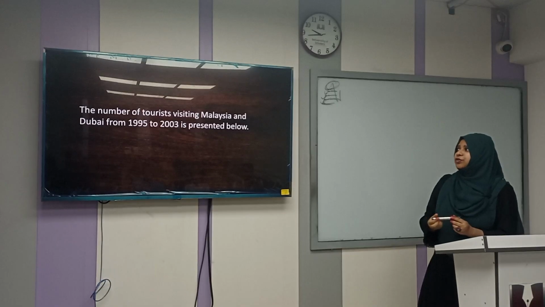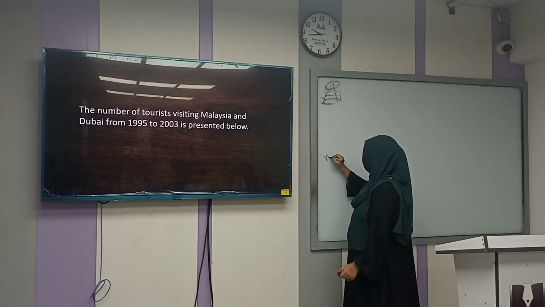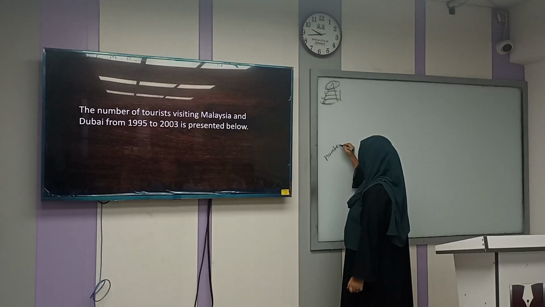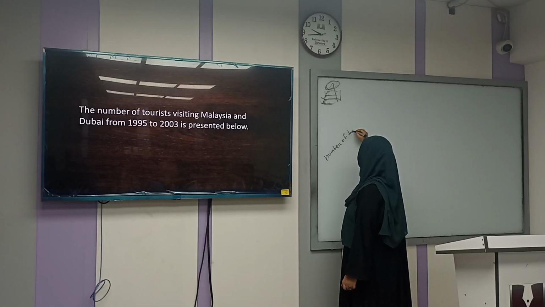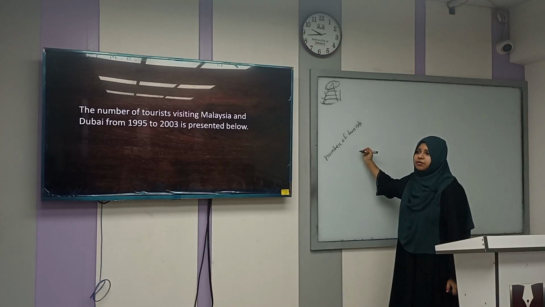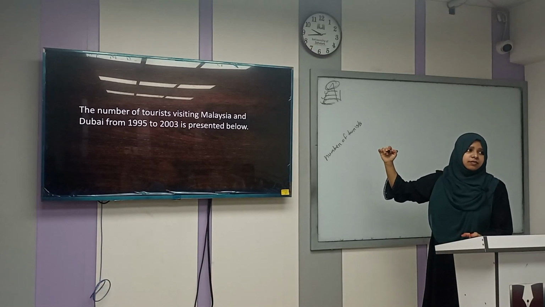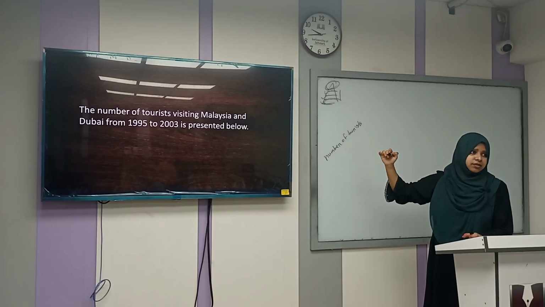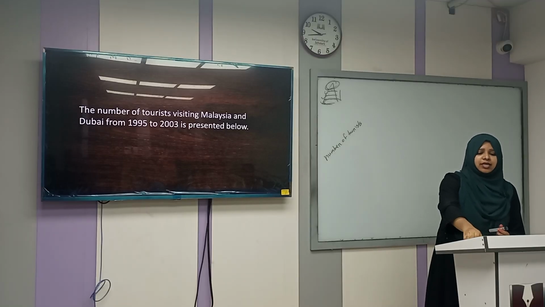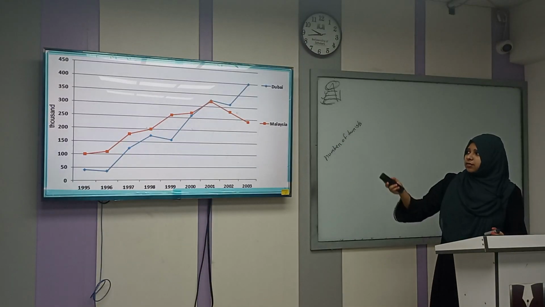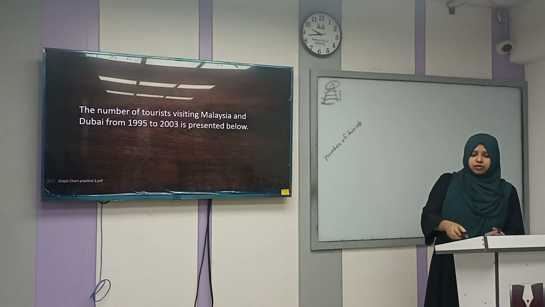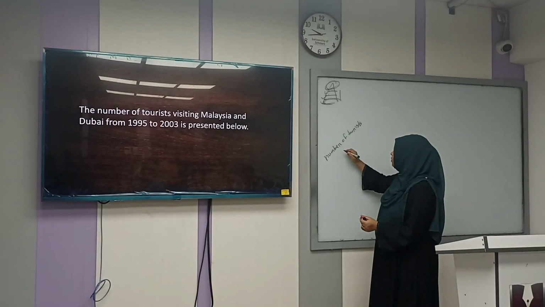First is the number of tourists. Okay, number of tourists. What was the unit? Thousands. Right? Is it 100? It was in thousands. Okay, so you can write that down also.